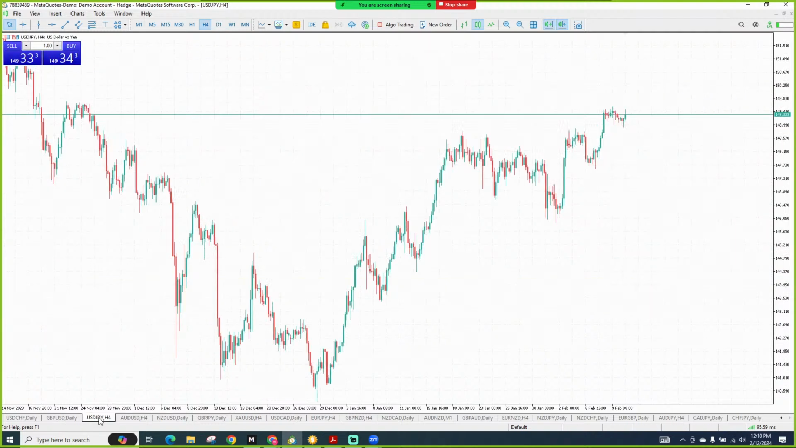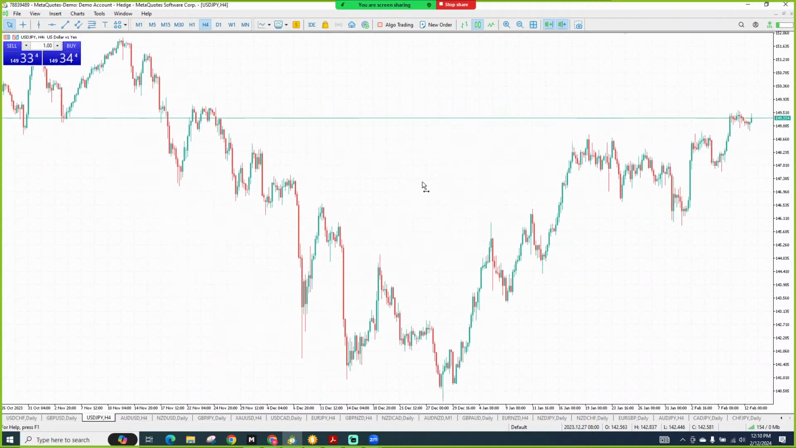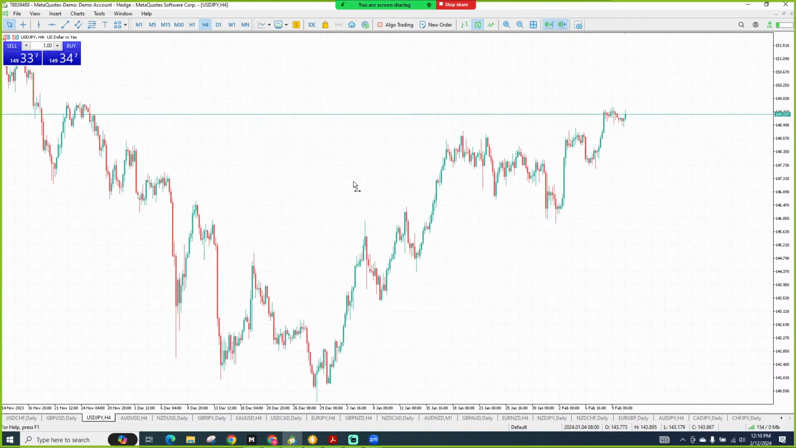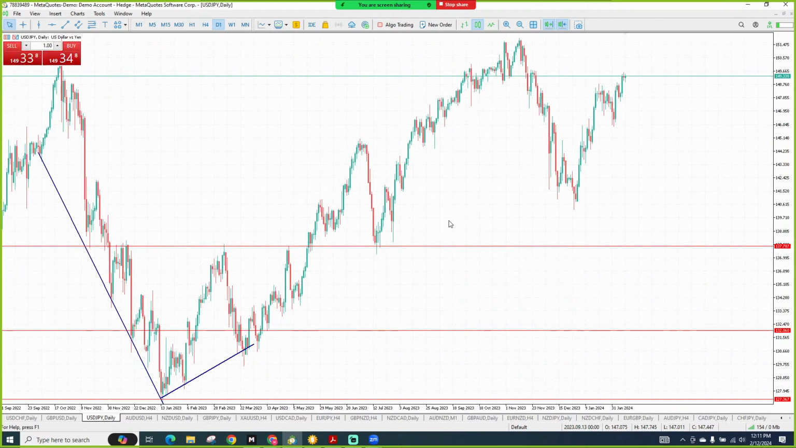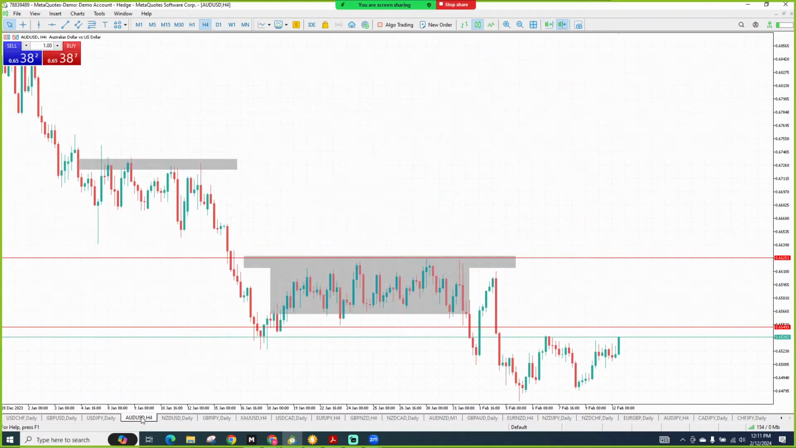So let's go over to USD JPY. This is USD JPY currently trading at 4 hours. In a market like this, the volatility is too low. So I don't want to trade markets like this. This is not the best market for us to look at. So I'm just going to let this market lie low for a while.